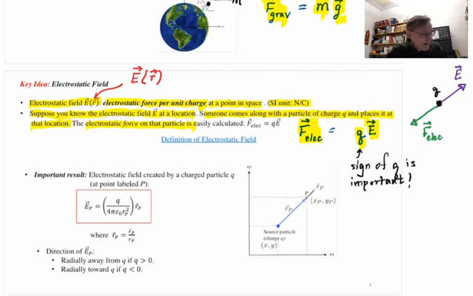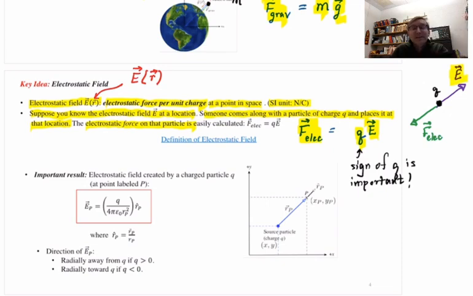Okay? All right, now, I've been trying to motivate why you want to know electrostatic field, because if you know it at a certain place, then when somebody comes along with a particle and puts it there, I can find the electrostatic force on that particle. But that does beg a question. How do I determine the electrostatic field E at a point in space to begin with?